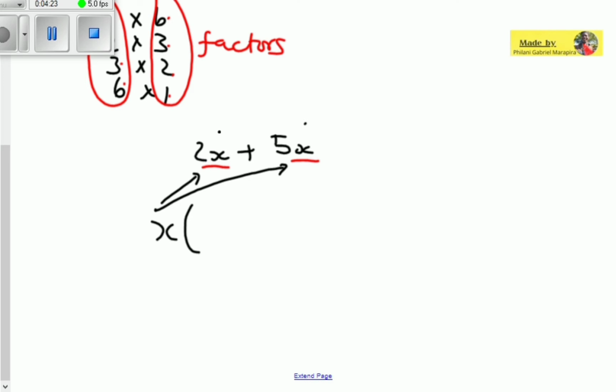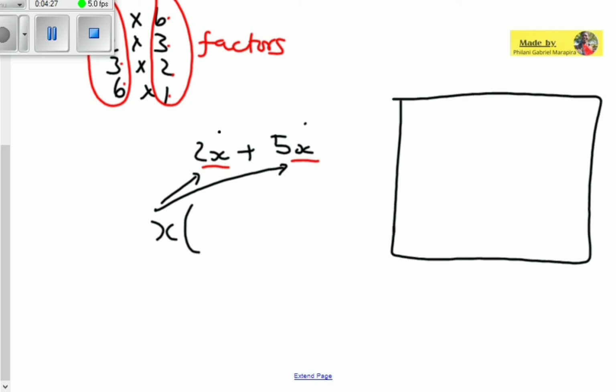Let's kind of do a table here. If you say 2x divided by x, you get 2. And if you say 5x divided by x, you get 5. Reason being, when you're dividing, these x's are the same, so we therefore remain with 2 and 5.